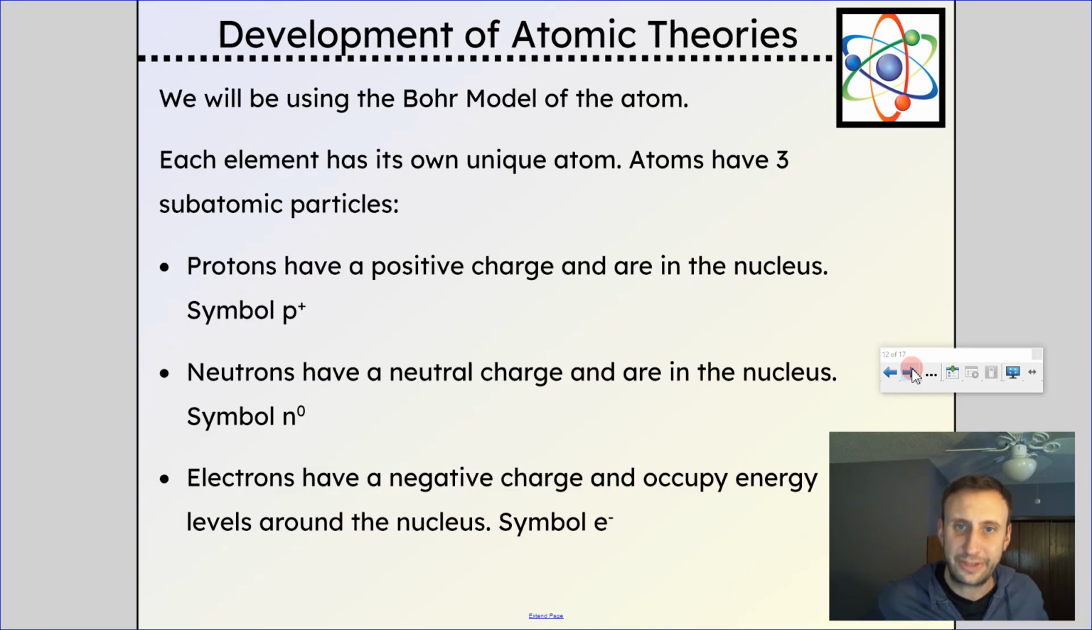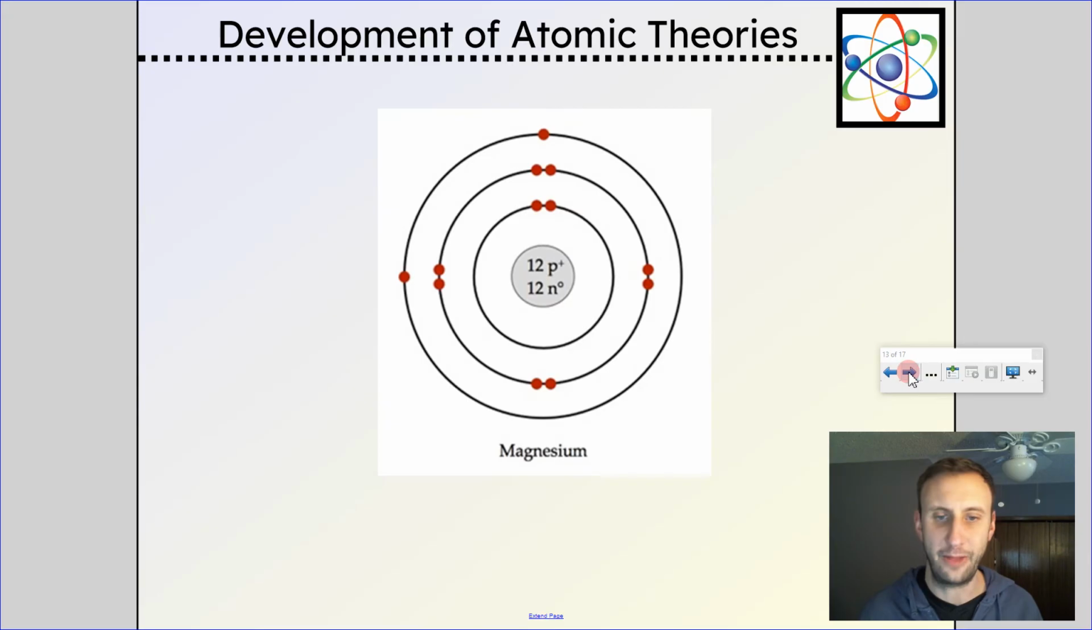Atoms have 3 subatomic particles inside of them. We have protons that have a positive charge in the nucleus. P with a positive superscript is the symbol we're going to use for protons. We have neutrons, which have a neutral charge and are in the nucleus, and we're going to use N with a superscript 0 for that, 0 meaning no charge. And then electrons have an E with a negative superscript, which means it has a negative charge. So I have protons, neutrons, and electrons. Protons and neutrons are in the nucleus. Electrons are in energy levels around the nucleus.